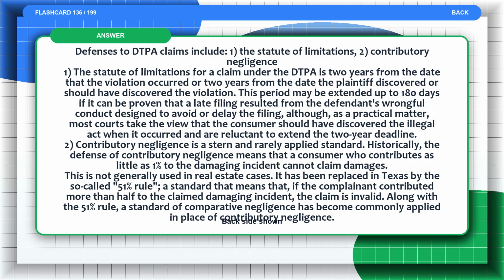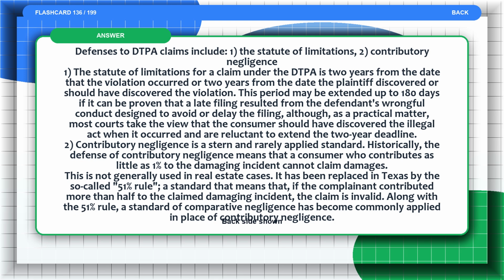The answer is, defenses to DTPA claims include 1. The statute of limitations, 2. Contributory negligence. 1. The statute of limitations for a claim under the DTPA is 2 years from the date that the violation occurred or 2 years from the date the plaintiff discovered or should have discovered the violation.